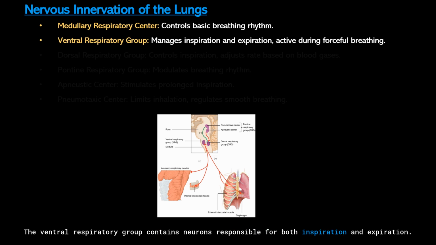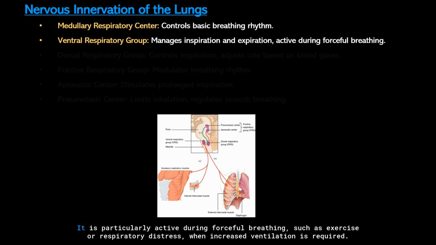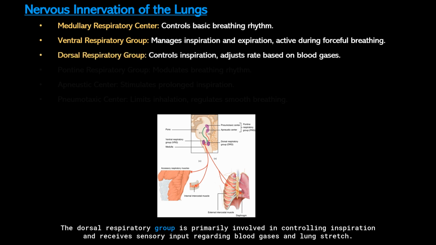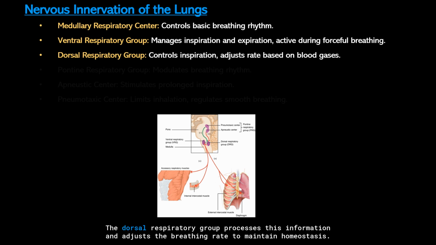It is particularly active during forceful breathing, such as exercise or respiratory distress, when increased ventilation is required. The dorsal respiratory group is primarily involved in controlling inspiration and receives sensory input regarding blood gases and lung stretch. The dorsal respiratory group processes this information and adjusts the breathing rate to maintain homeostasis.